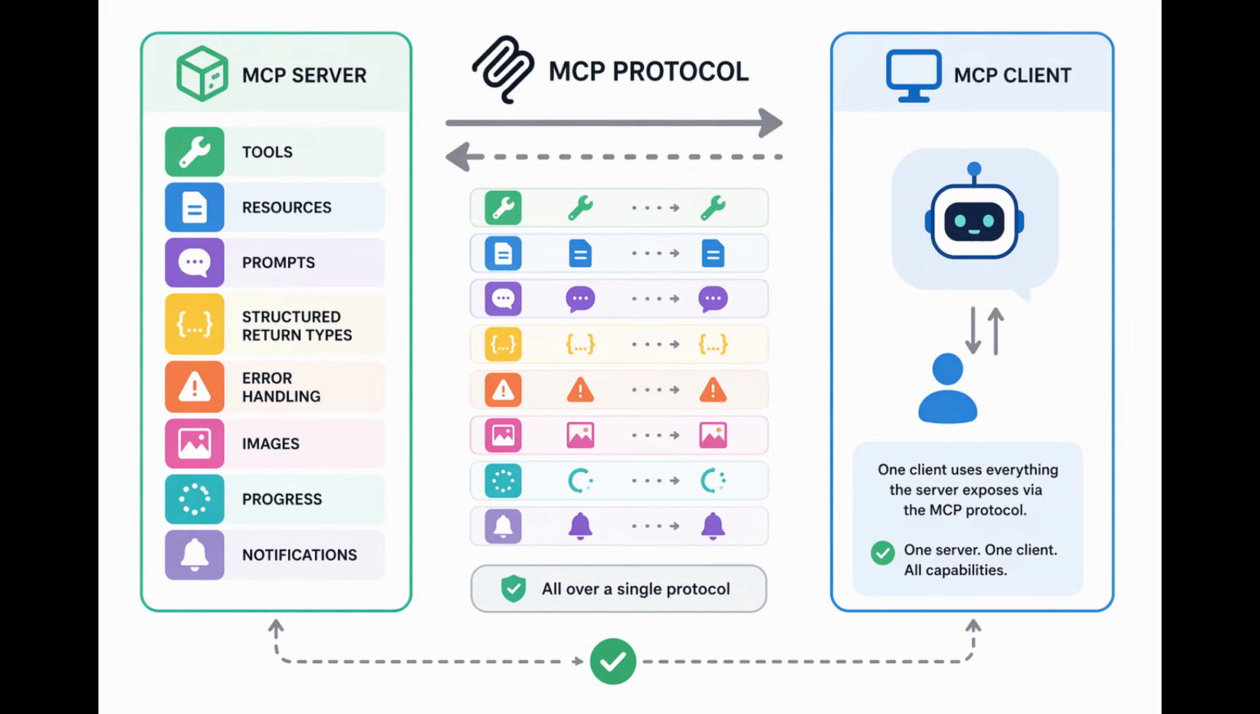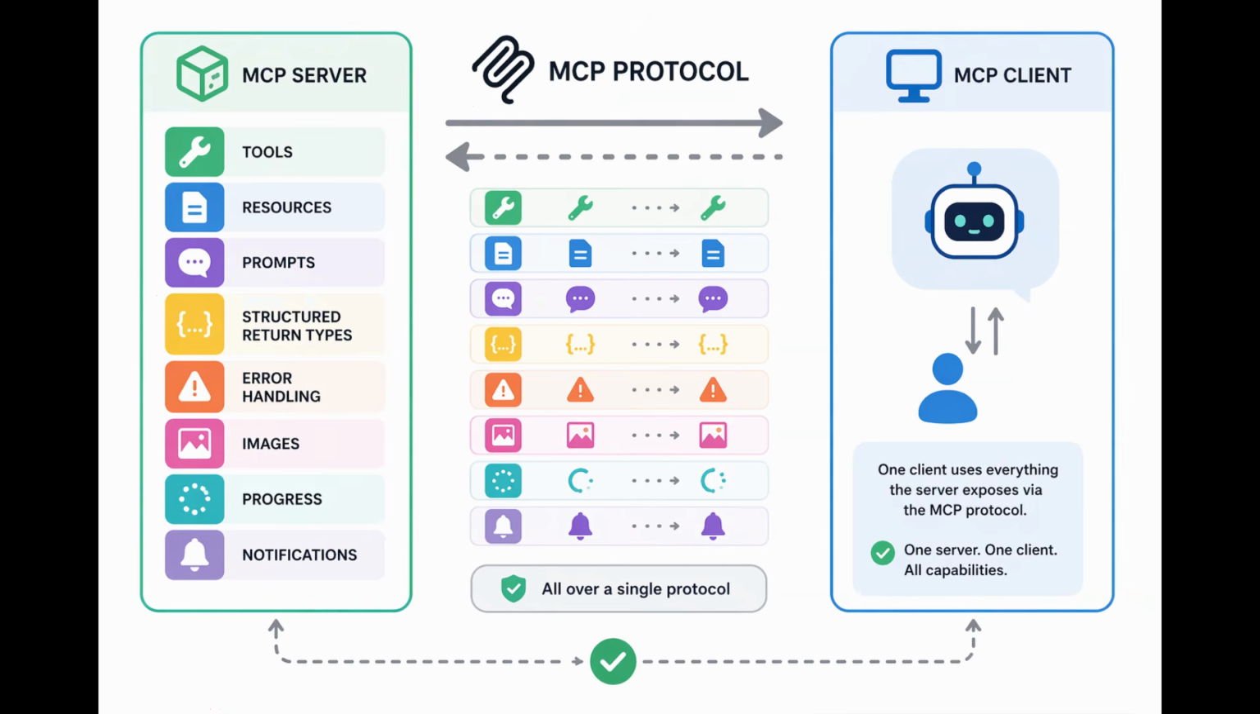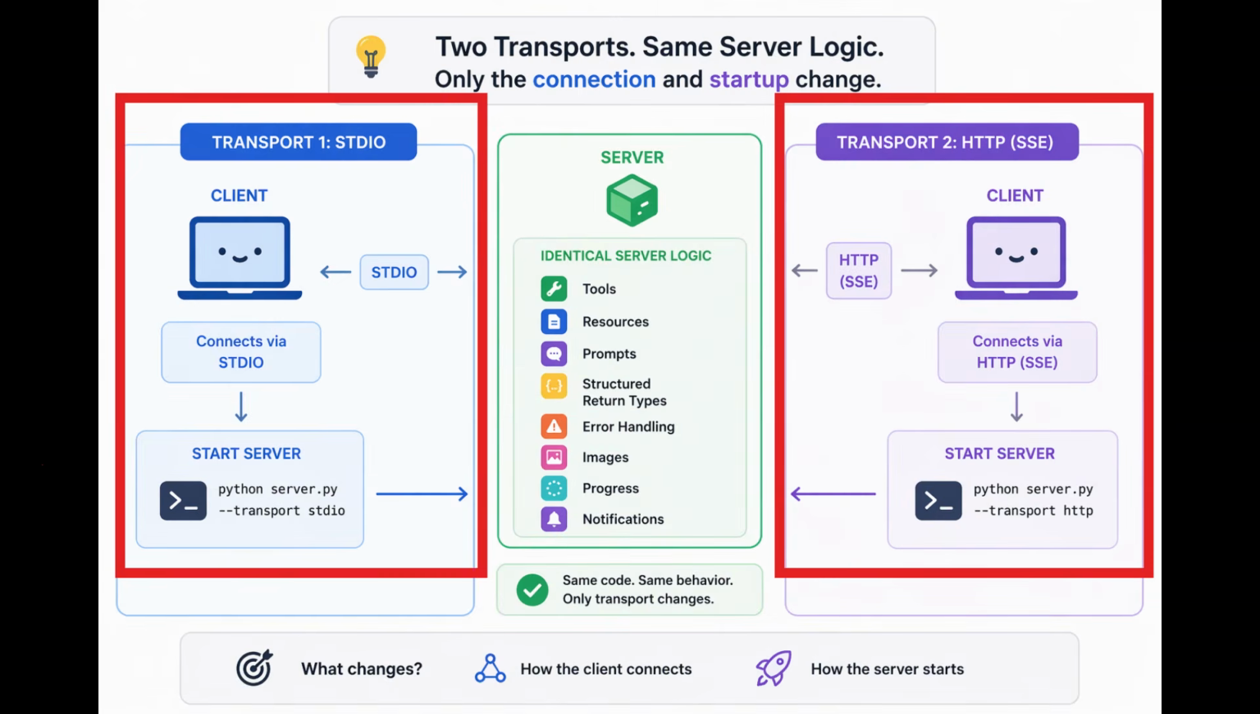Now, we put it to use. We have one server and one client. Everything the protocol can do: tools, resources, ROMs, structured return types, error handling, images, progress, and notifications. We are going to run it with two different transports.